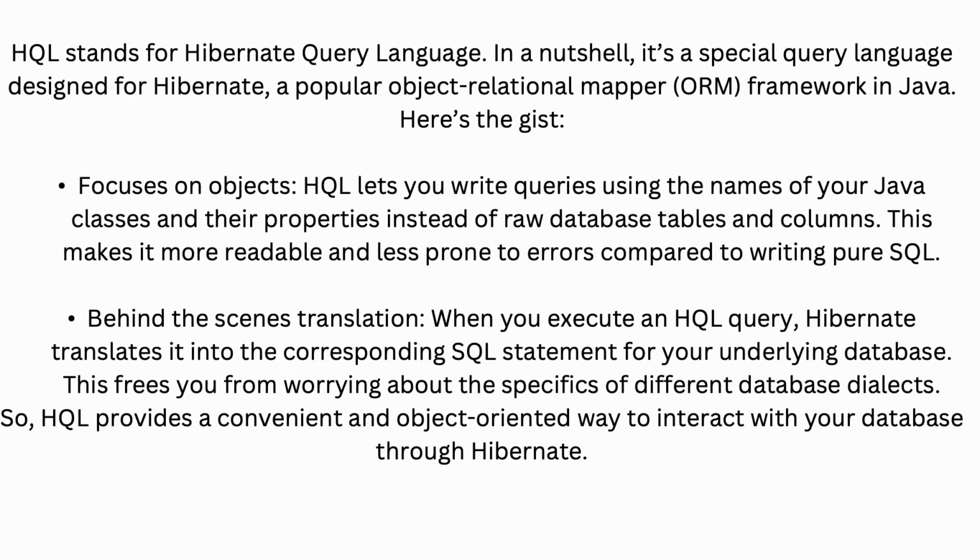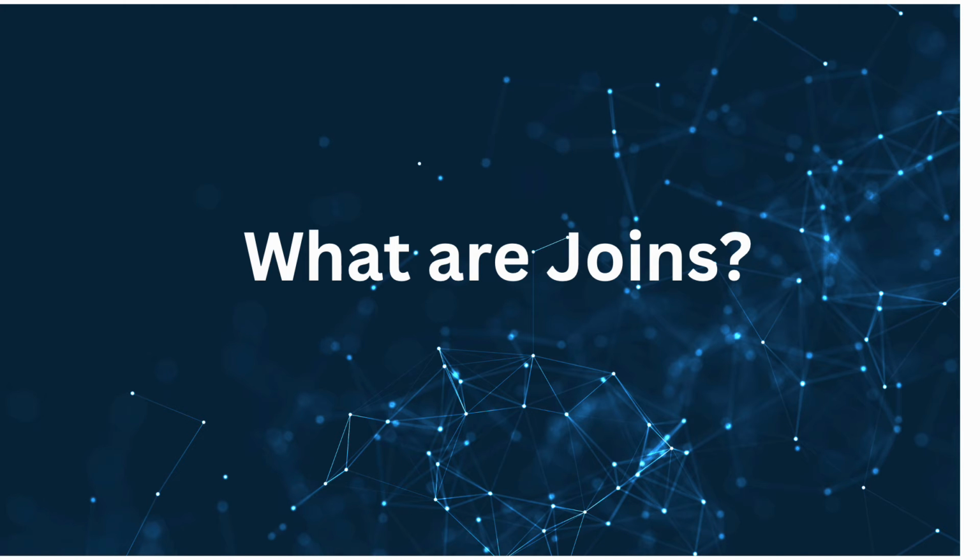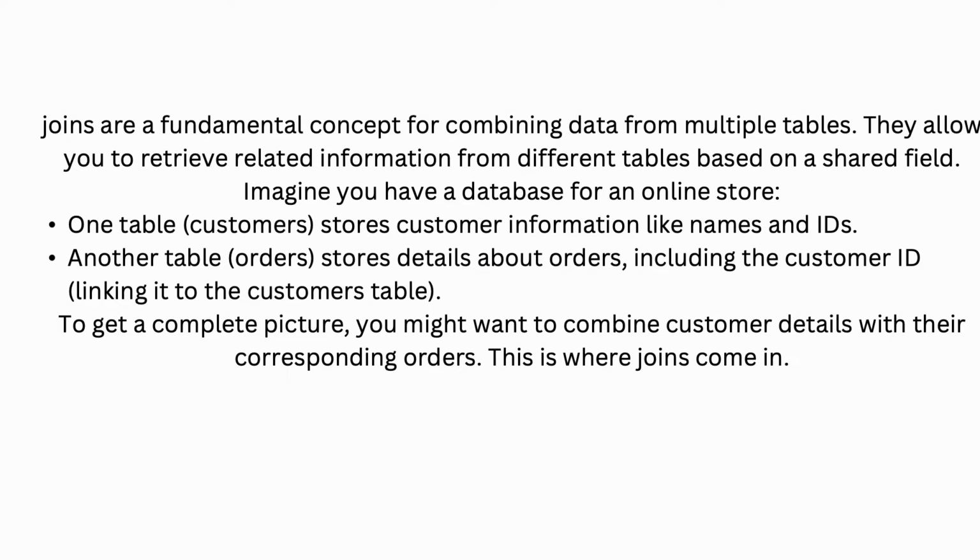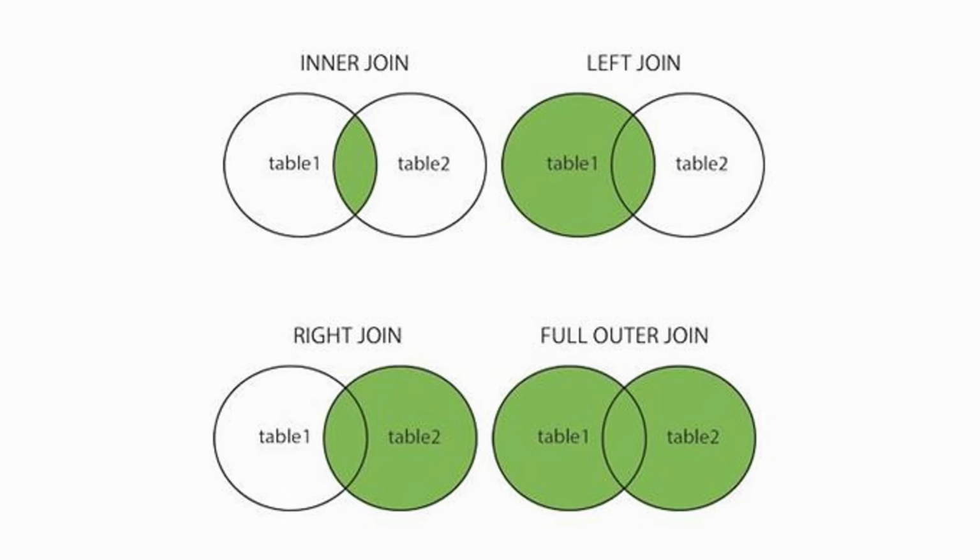HQL stands for Hibernate Query Language. In a nutshell, it's a special query language designed for Hibernate, a popular object relational mapper framework in Java. What are joins? With the help of joins, you can combine the data from multiple tables. They allow you to retrieve related information from different tables based on shared fields. These are some of the common joins: inner join, left join, right join, full outer join.